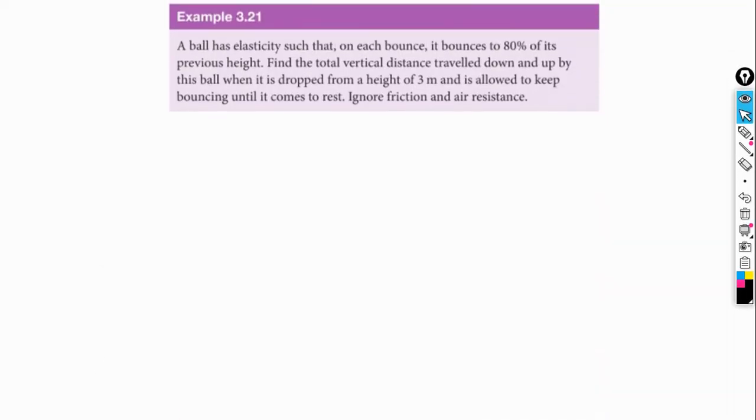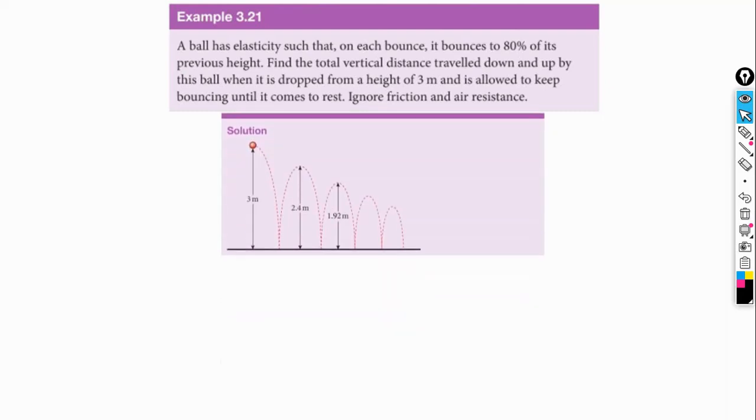So next we have example 3.21, and it says a ball has elasticity such that on each bounce it bounces to 80% of its previous height. Find the total vertical distance traveled down and up by this ball when it is dropped from a height of 3 meters and is allowed to keep bouncing until it comes to rest. Ignore friction and air resistance. So let's take a look at a picture of the situation.